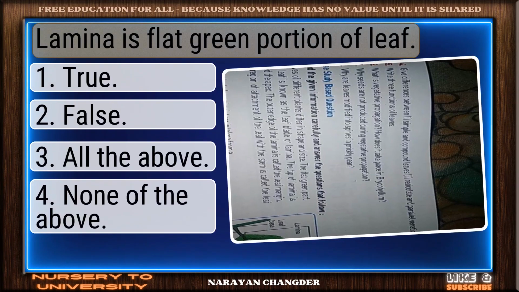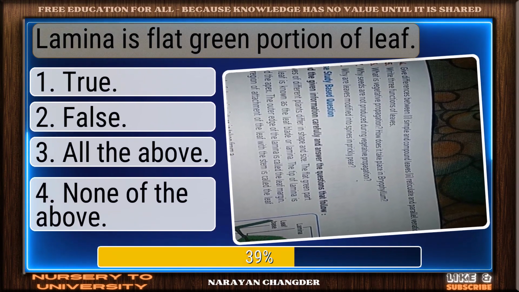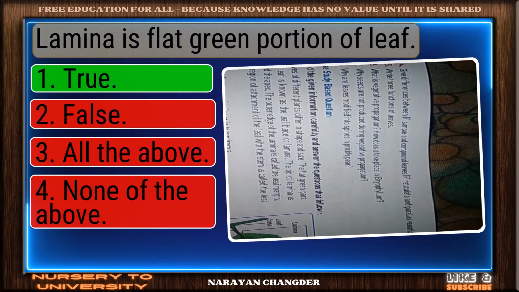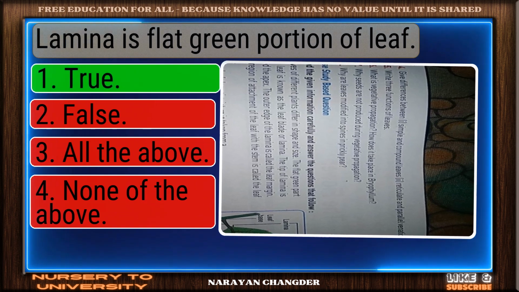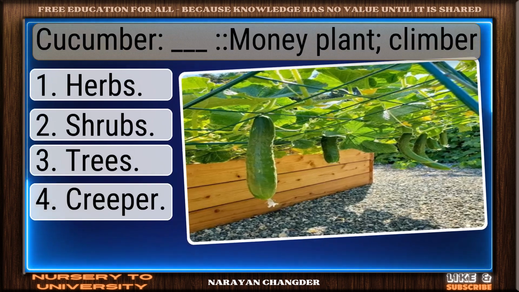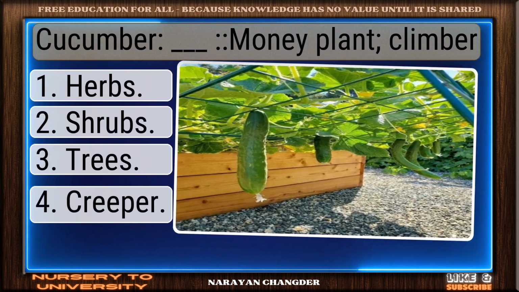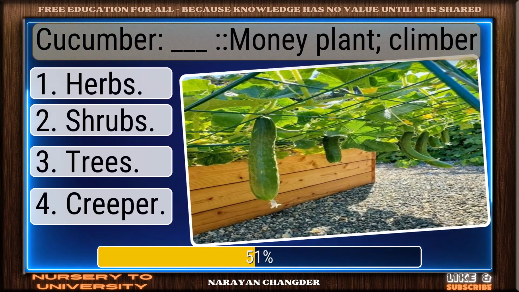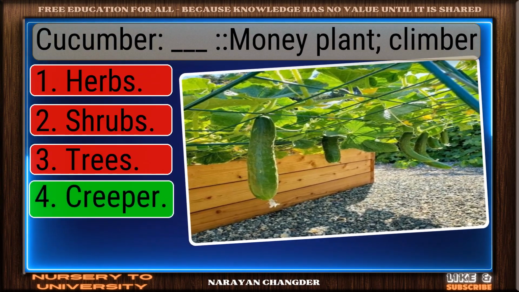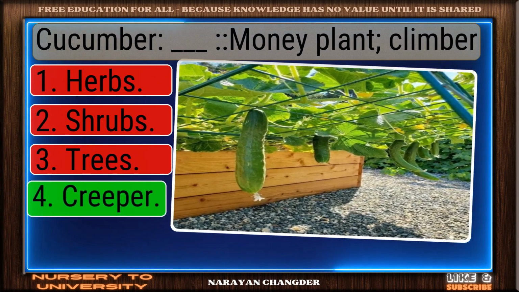Lamina is flat green portion of leaf. Smart pick. True is the correct choice. Cucumber dash. Money plant climber. Smart move. Creeper is an accurate answer.